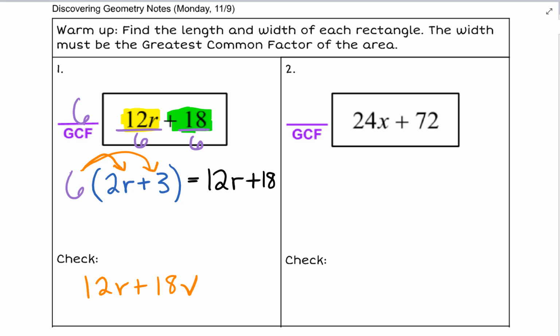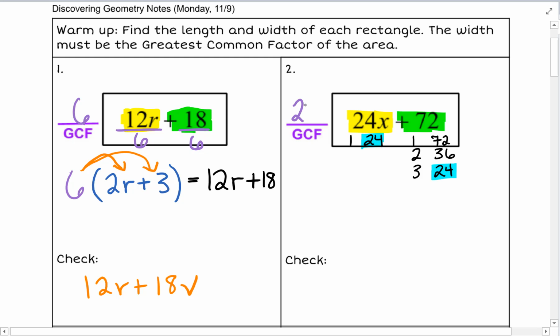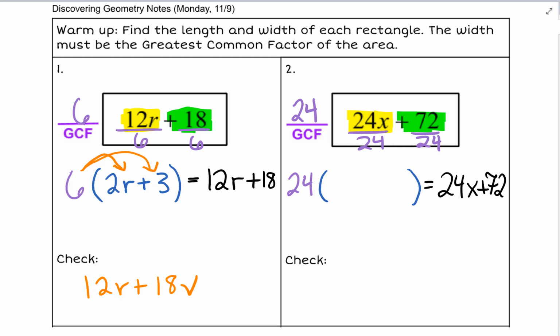In number 2, our first term is 24x, and our second term is positive 72. All right, so our GCF is 24. To find the length, we'll divide each term in the area by the GCF. 24x divided by 24 is 1x, or simply x. Positive 72 divided by 24 is 3. And let's distribute, multiply to check.